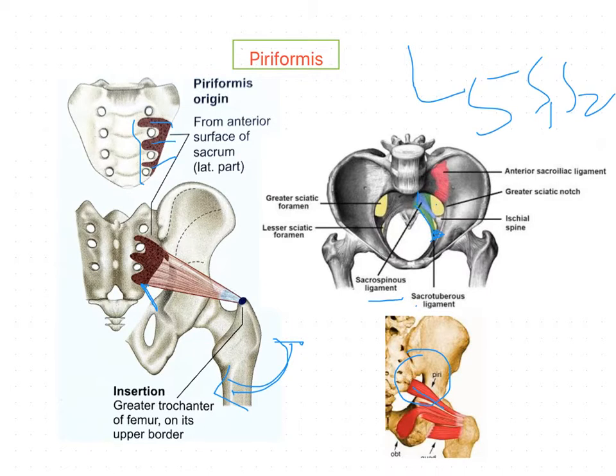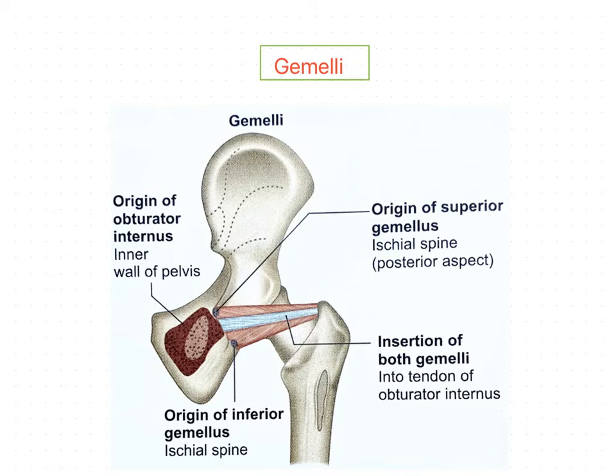That is the gemelli. So here we will see the gemellus. It has two gemelli, the superior gemellus and the inferior gemellus. Superior gemellus originates from the dorsal surface of the ischial spine, blending with the upper part of the tendon of obturator internus. So in between these two gemelli we will have the tendon of obturator internus, isn't it?